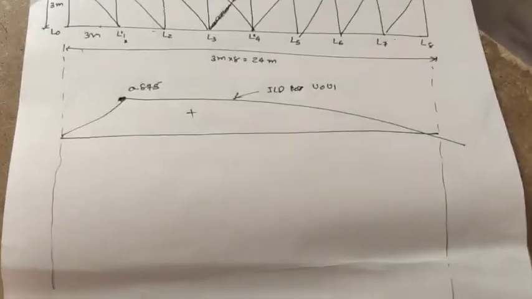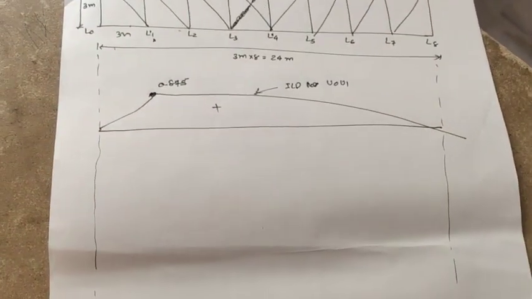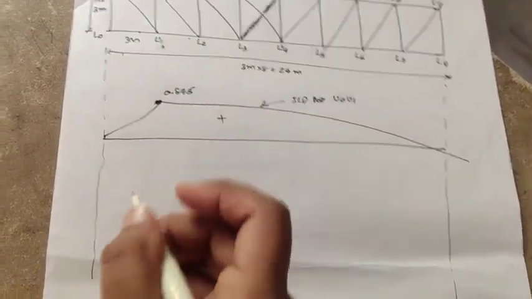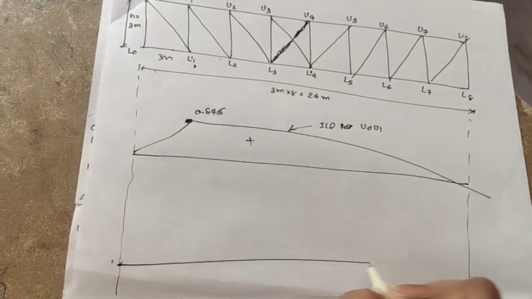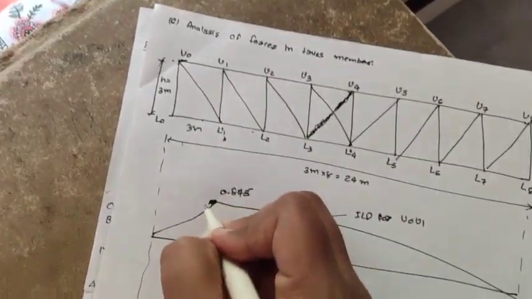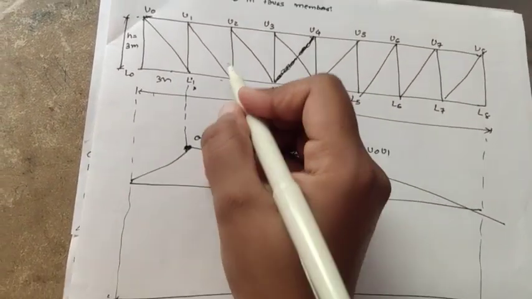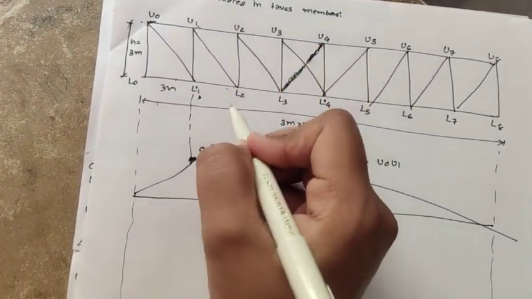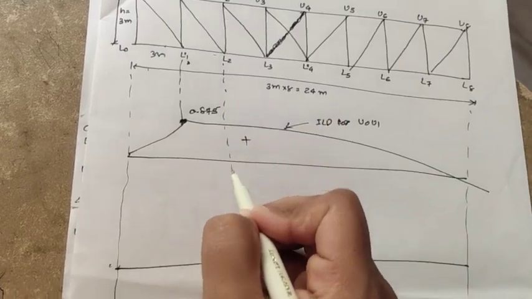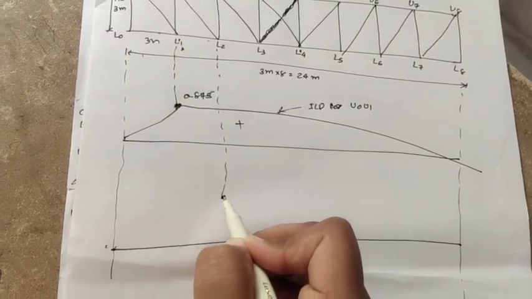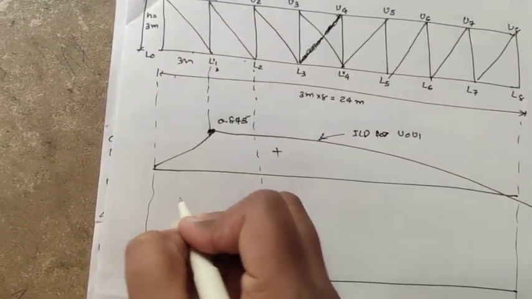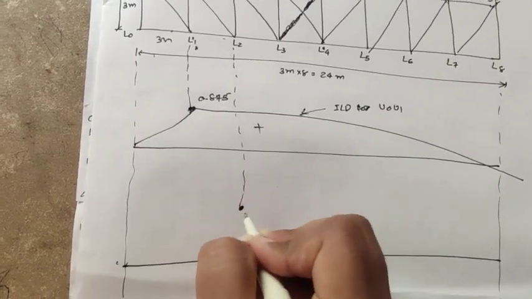Okay, so we followed this step and draw the second line, right? Here this point is exactly below L1. Now talking about the U1 and U2 member, the L2 point is somewhere here, right? So how do we find the value of the height of this ILD?